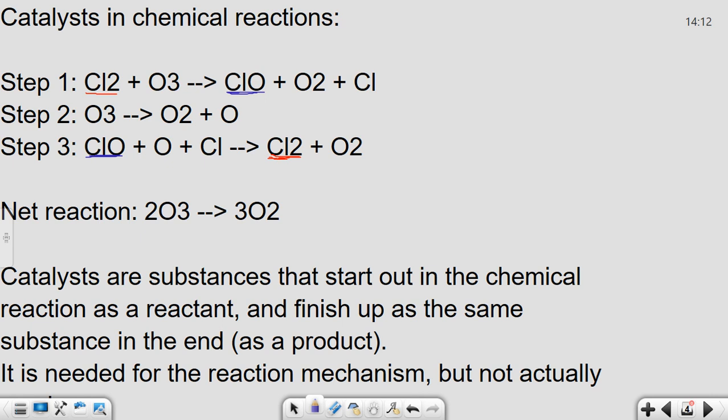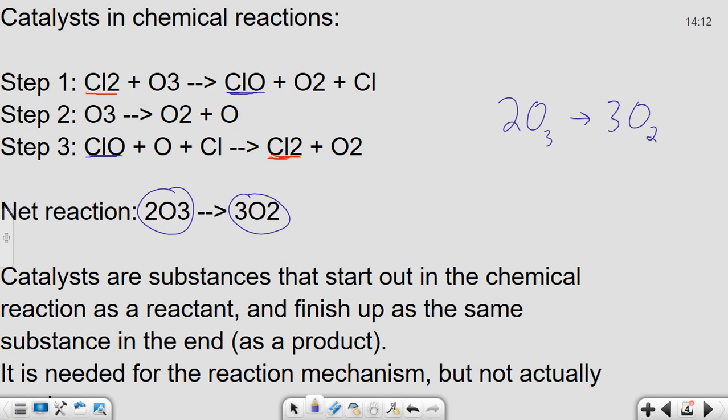Sometimes you get catalysts, right, in chemical reactions. We talked a bit about catalysts and what they do. But what would that look like in a reaction mechanism? So, we got a reaction here. Two ozones form three oxygens. So it looks like a real easy equation, right? Two ozones, two O3s give me 3 O2s.